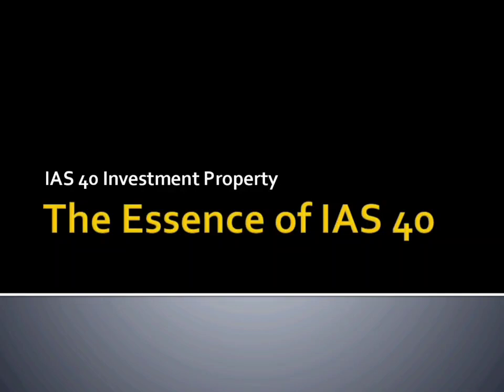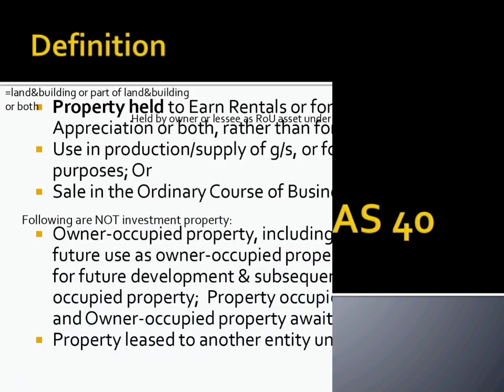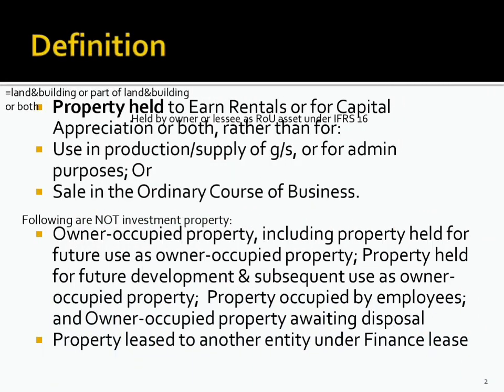The essence of IAS 40 investment property. Investment property is the property held to earn rentals or for capital appreciation or both, rather than for use in production or supply of goods or services, or for administrative purposes, or sale in the ordinary course of business. The property can be land and building or part of land and building or both. It can be held by owner or by lessee as a ROU asset.